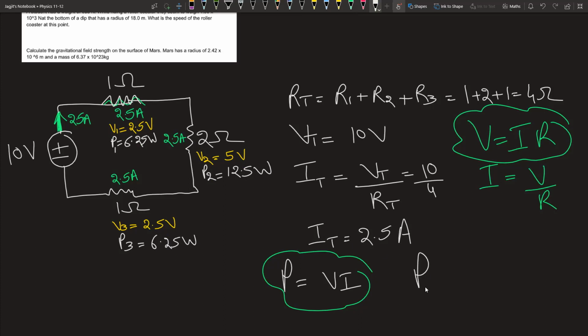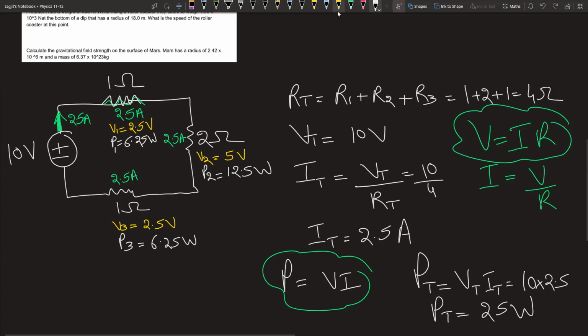Okay, and the total power, we can get that by doing voltage total times the current total, which is 10 times 2.5. So my total power is going to be 25 watts. That's the power of the circuit, okay? That's the power of the circuit right here. That's my power total of the circuit. 25 watts means the circuit is supplying a power of 25 watts.